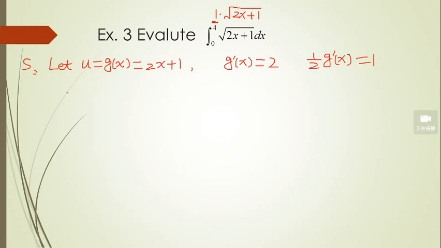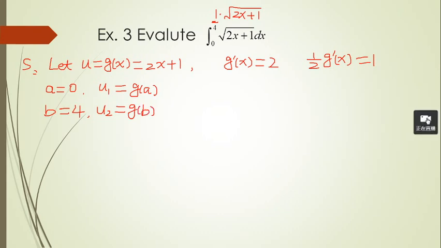So here, what are my lower and upper limits? The lower limit a is 0. I need to evaluate the lower limit for u. What is my g(a)? And then b, the upper limit, is 4. What is my upper limit for u? Let me ask someone to answer the question. What are the lower and upper limits for u?